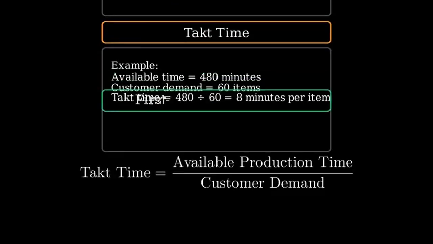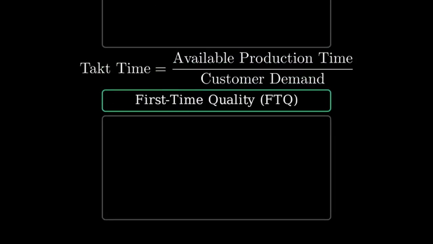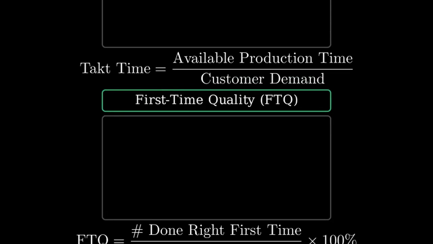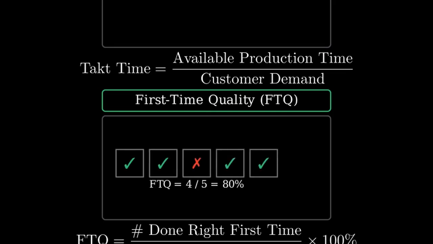First time quality is the percentage of items completed with no rework or defects. It is items done right the first time divided by total completed items times 100%. We will show 5 items with 1 needing rework. That is 4 out of 5, or 80%.